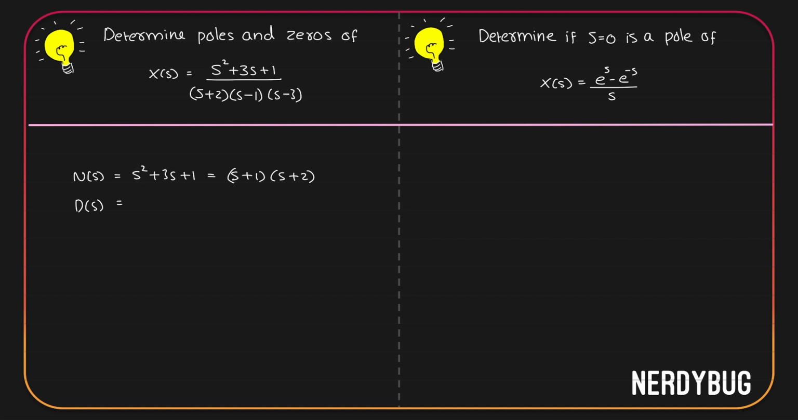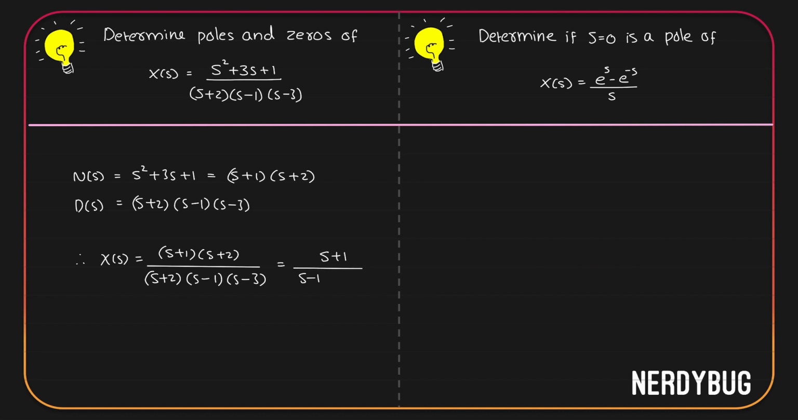And the denominator is already given as a product of its factors. It is (s + 2) multiplied by (s − 1) multiplied by (s − 3). So using this, we can write X(s) is equal to (s + 1)(s + 2) divided by (s + 2)(s − 1)(s − 3). But we have s + 2 in the numerator and the denominator, so we can cancel it. So X(s) is simply (s + 1) divided by (s − 1)(s − 3).